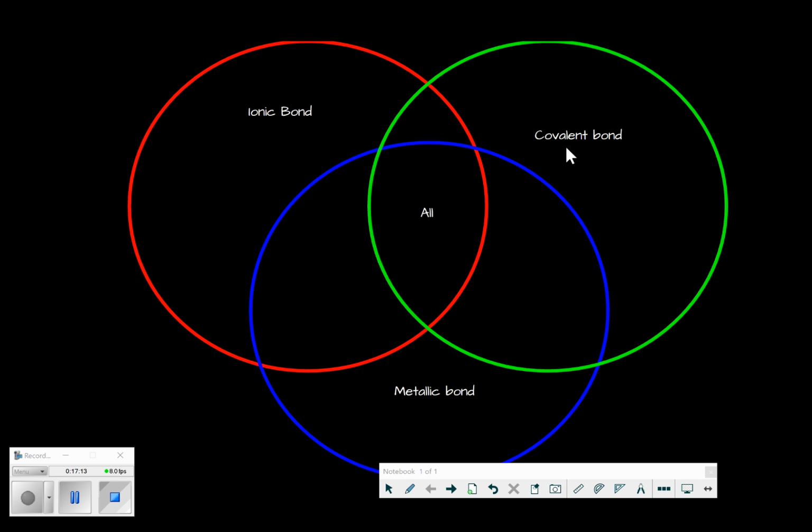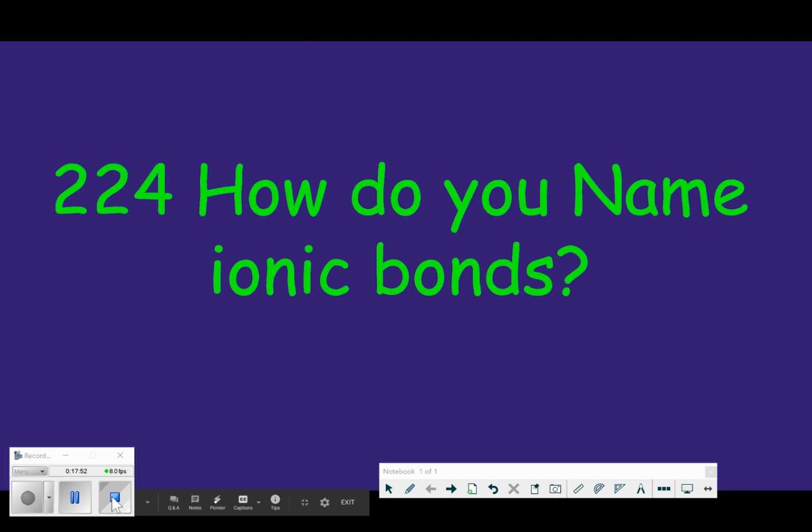Okay, so in this one, we're comparing and contrasting these three things. An ionic bond is a metal and a nonmetal. Covalent bonds are 2 nonmetals, or a nonmetal and a metalloid. Metallic bonds are 2 metals. What they all have in common is they all want to get their shells full. And they are either going to steal electrons, like in ionic bonds, or share electrons, like in covalent and metallic bonds. And that is it for this video.